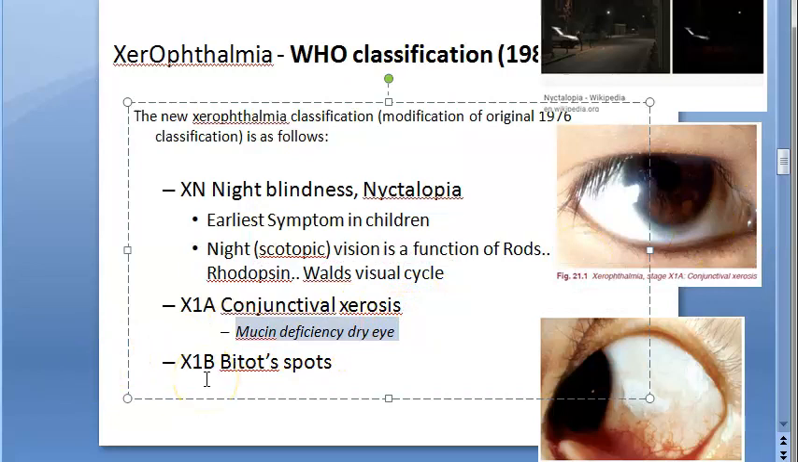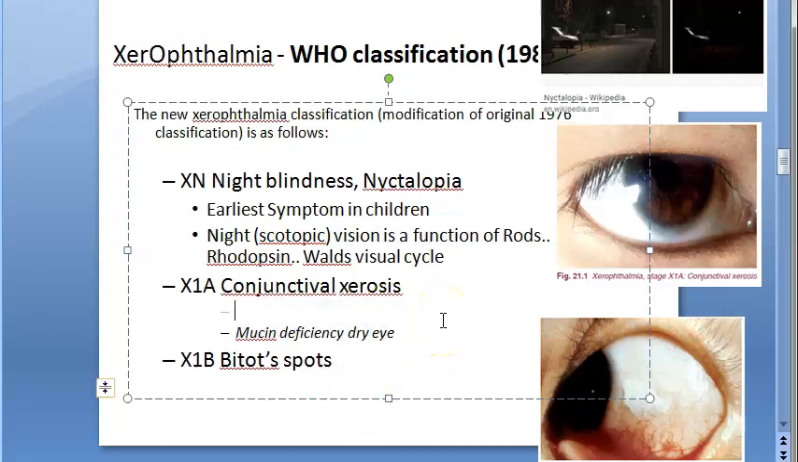So basically it consists of one or more patches of dry, lusterless, non-wettable conjunctiva which has been well described as emerging like sand banks at receding tide. What the hell is this? They are explaining it as emerging like sand banks at receding tide. This is how the dry patches are, right? So when the child ceases to cry, these are described as emerging like sandbanks at receding tide.